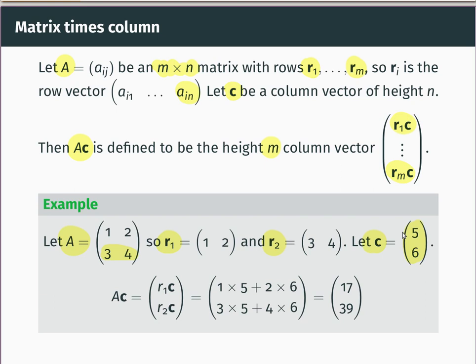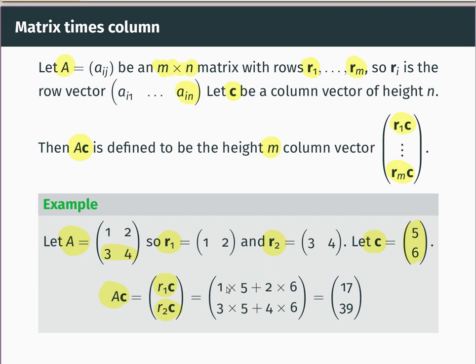So again, let me emphasize, we only define the product of an m by n matrix and a height n column vector C. So that means the number of columns in the matrix must be the same as the number of rows in the column vector. Okay, returning to our example, A times C by definition is the height 2 column vector whose first entry is obtained by multiplying the first row of A into C according to the recipe we met on the last slide, and whose second entry is obtained by multiplying the second row of A into C.